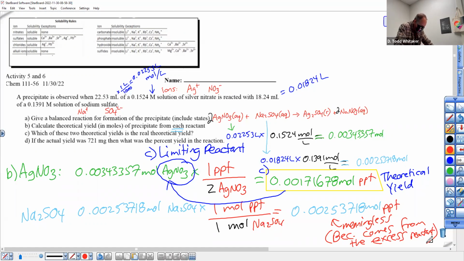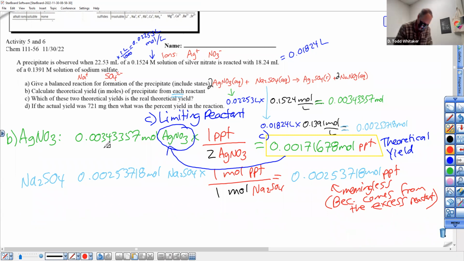So far, we got theoretical yield. We got an actual yield too. But my units don't match. My theoretical yield is this. It's in moles. My actual yield is in milligrams. You got a couple options. Which one do you want to choose for D?